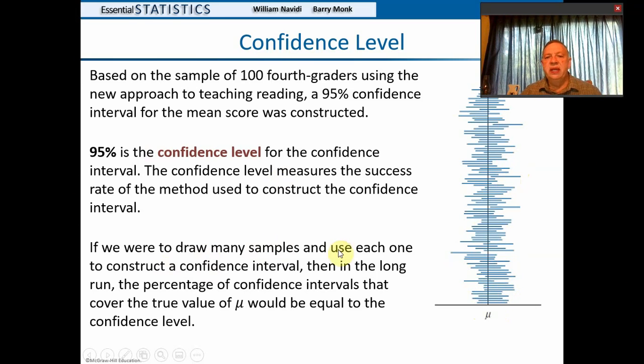So if we were to draw many samples and use each one to construct a confidence interval, then in the long run, the percentage of confidence intervals that cover the true value of mu would be equal to that confidence level.